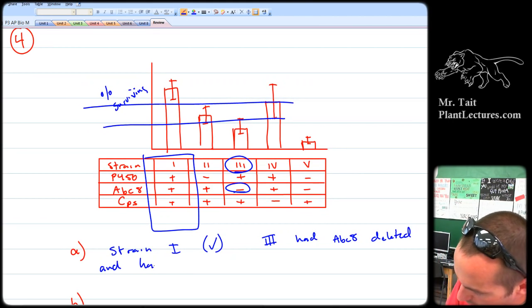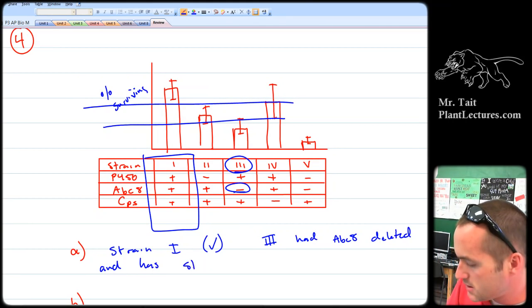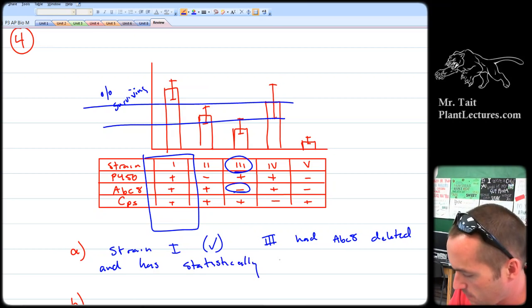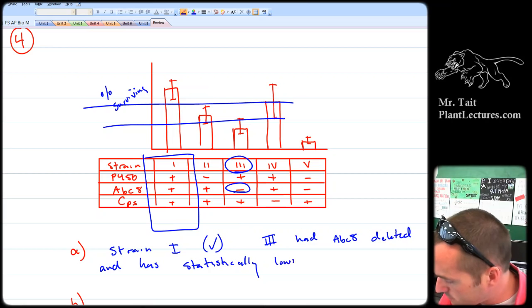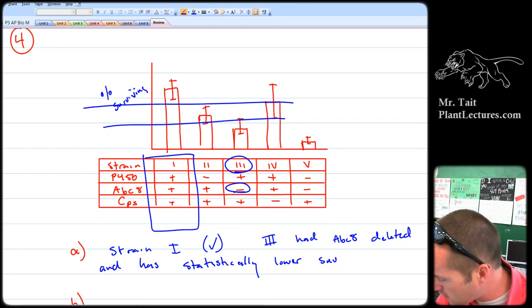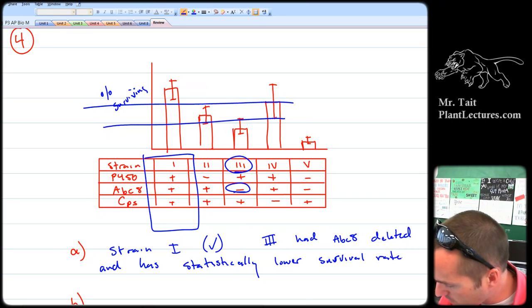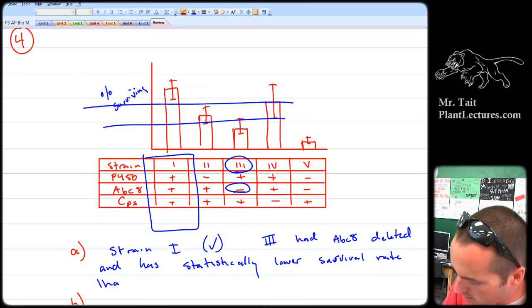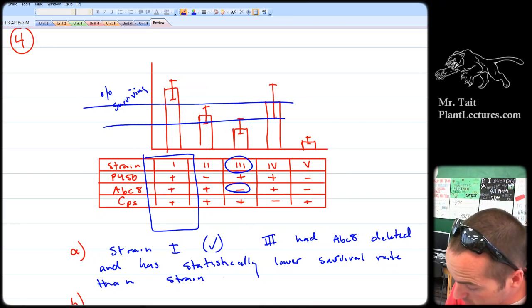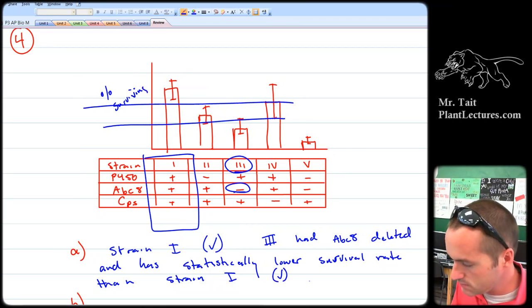And has a statistically lower survival rate than strain 1. So that would be a point. Okay, so 2 points on part A.